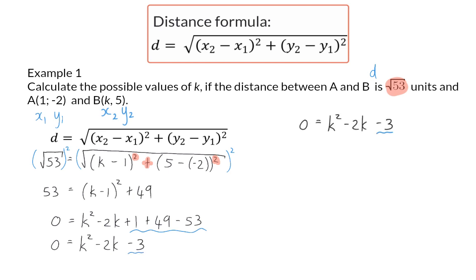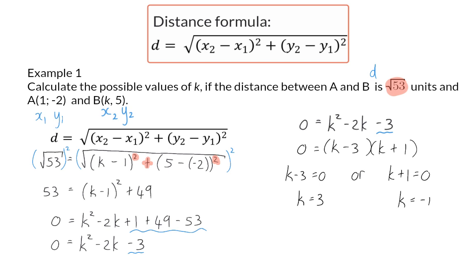Now we have a quadratic equation, which means we should be able to get 2 answers, and we'll get them by factorizing the trinomial. Once you've factorized, either the first bracket or the second bracket can now be equal to 0. This means that k can either be equal to 3 or it can be equal to -1. And here our algebraic calculations confirmed what we saw in the sketch.